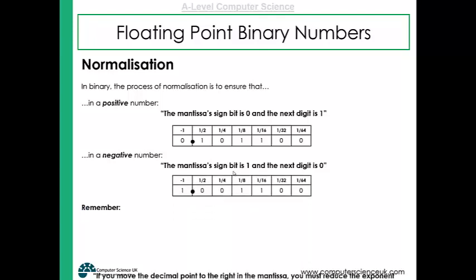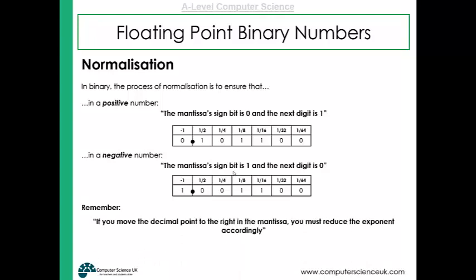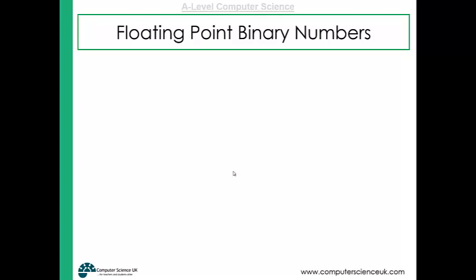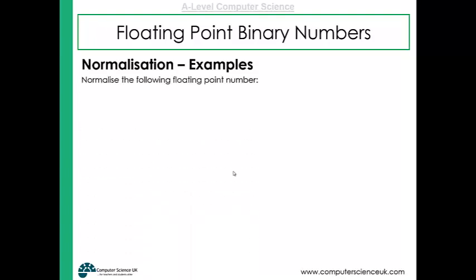Like so. Now remember, if you move the decimal point to the right in the mantissa, you must reduce the exponent accordingly. Remember, the exponent tells us how many places to the right we need to move the decimal point to get to the original number. So if we move that decimal point to the right in the mantissa, then we need to reduce the exponent accordingly. And again, if we move the decimal point to the left in the mantissa, we must increase the exponent accordingly. So let's have a look at a couple of examples.